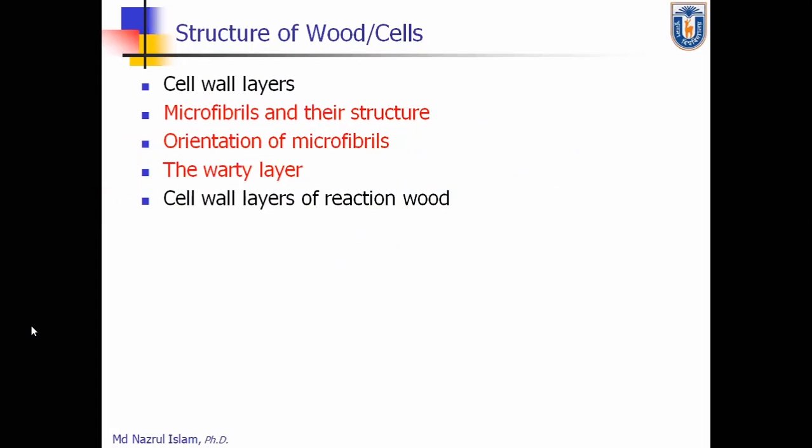So in the previous slide we looked at the cellular layers, and cellular layers vary when there will be some reaction wood formation, and reaction wood forms because of the leaning. So cellular layers we have done.